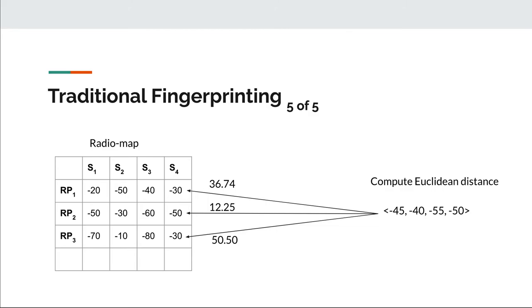The computation of this resemblance can be as simple as the Euclidean distance between the RSSI fingerprint here and the unknown device's RSSI vector. And we have computed the Euclidean distance for all these 3 reference points, and we can see that RP2 has the smallest Euclidean distance. Therefore, in our case, we can say that RP2 is most likely the location where the unknown device has originated.